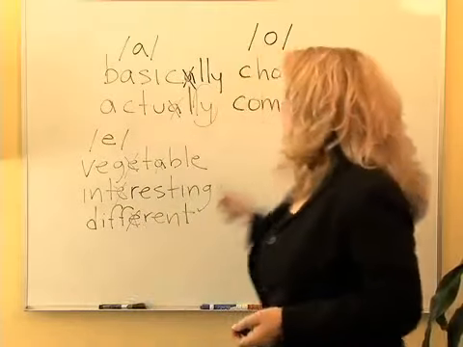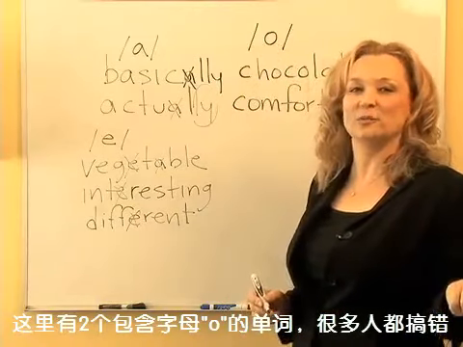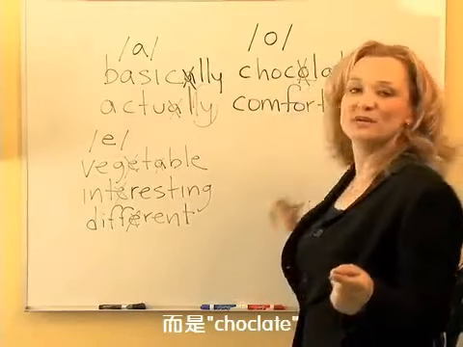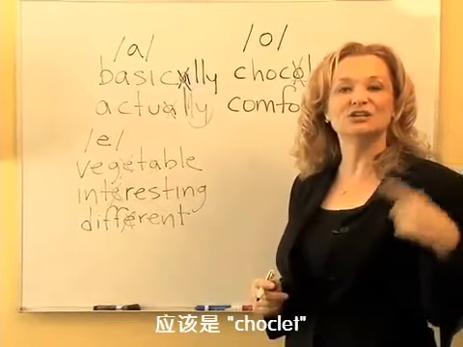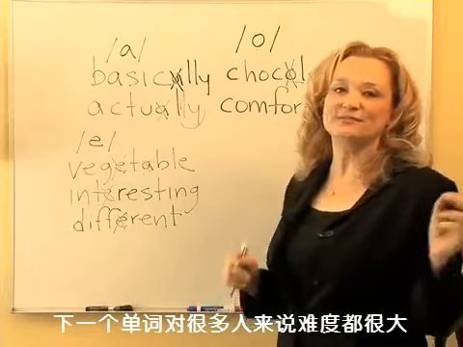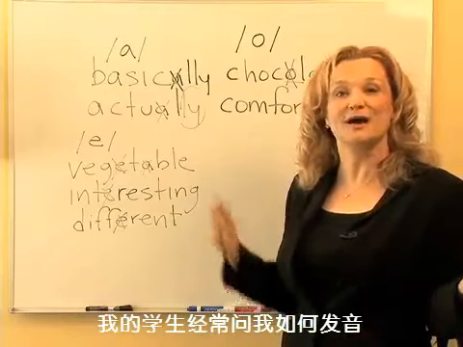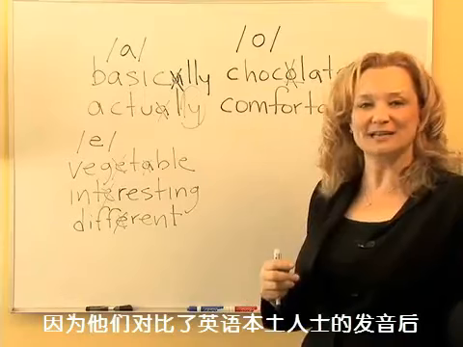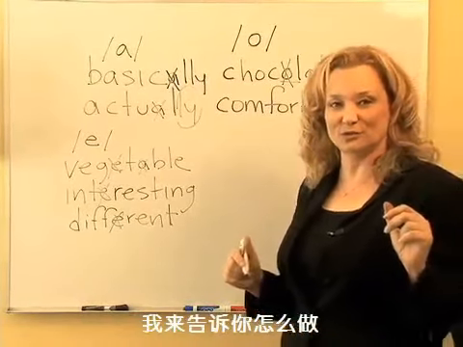Different. Here are a couple of words with the letter O that a lot of people get wrong. We don't say chocolate. We say chocolate. And remember, don't say chocolate. It's chocolate. I'd like some chocolate. And this next word is very difficult for a lot of people. My students regularly ask me how to pronounce it because they know they're saying something wrong when they compare their pronunciation to the pronunciation of a native speaker. Let me show you how to do it.